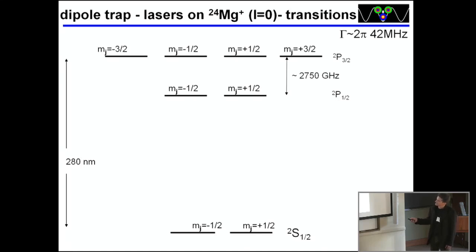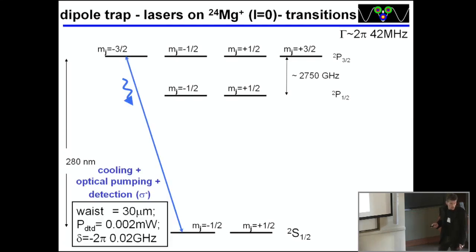The main point about magnesium is that 280 nanometers are required. Good thing is, for example, D levels are not present here. They still lie above the P3/2 and P1/2 levels. And what we do to Doppler cool and for the detection of the magnesium ions is using a cycling transition.